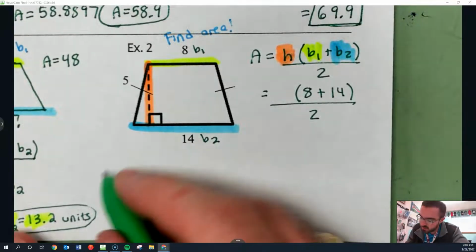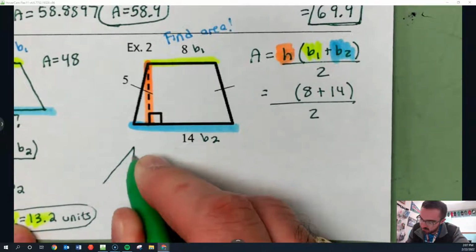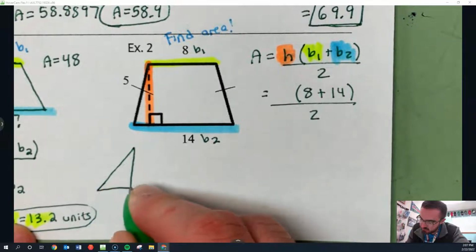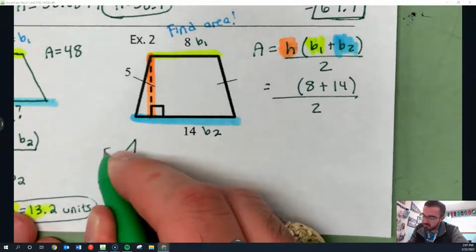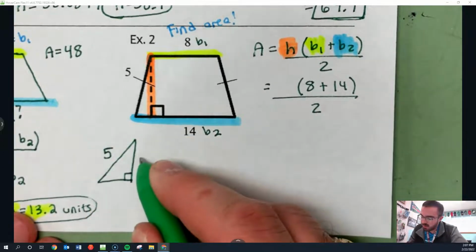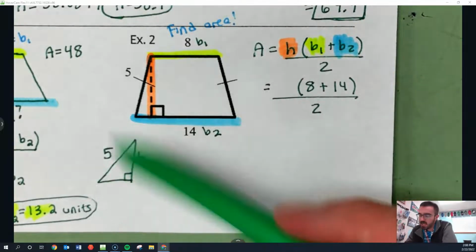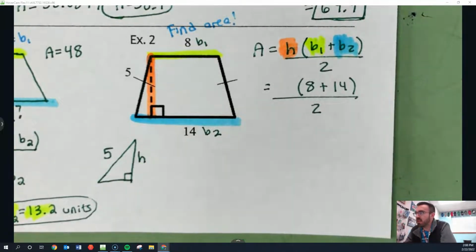So let me redraw this triangle so we're on the same page. Here's a right triangle. Okay. We know this is 5. We're trying to find this one. This is h. We're trying to find h. Now we need to know this side in order to find h. Let's talk about how we find this part.